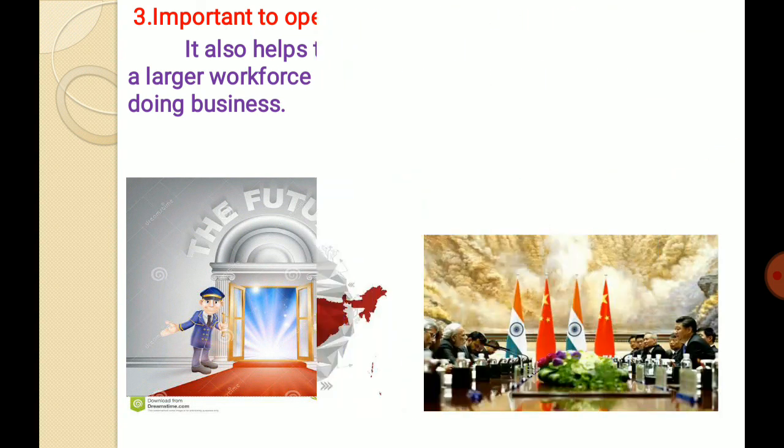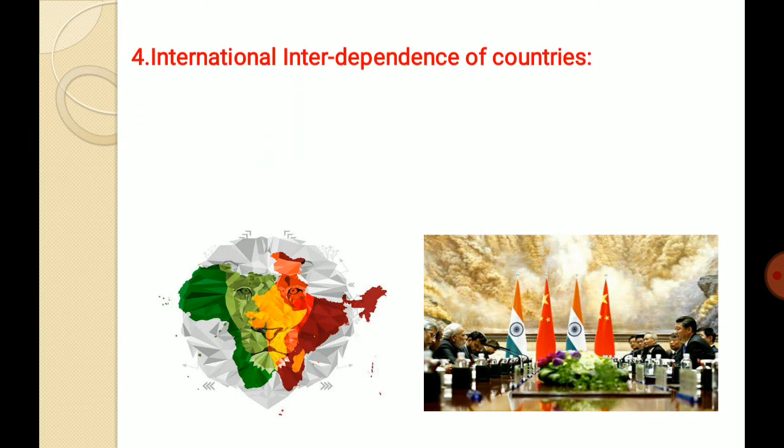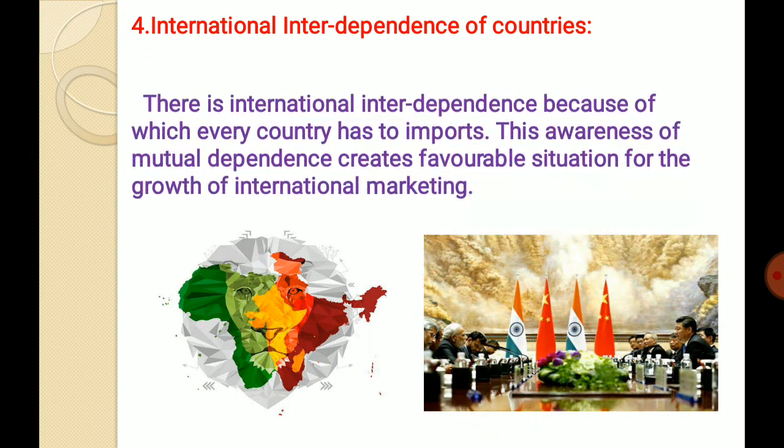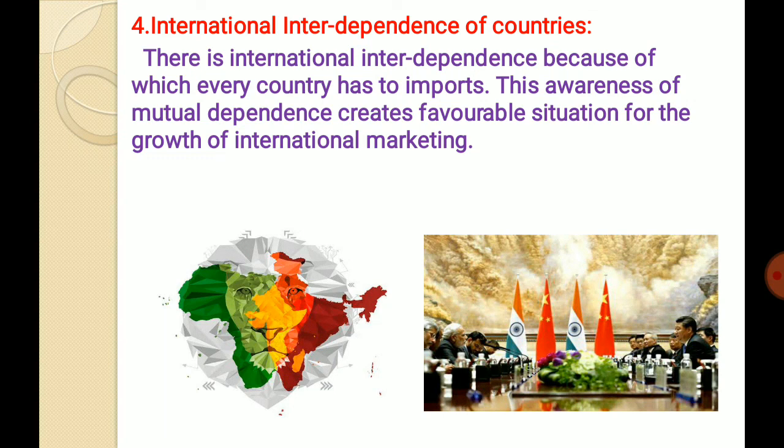Next one, international interdependence of countries. There is international interdependence because of which every country has to import. This awareness of mutual interdependence creates a favorable situation for the growth of international marketing. Because of the international market, the relationship between the countries is improved.